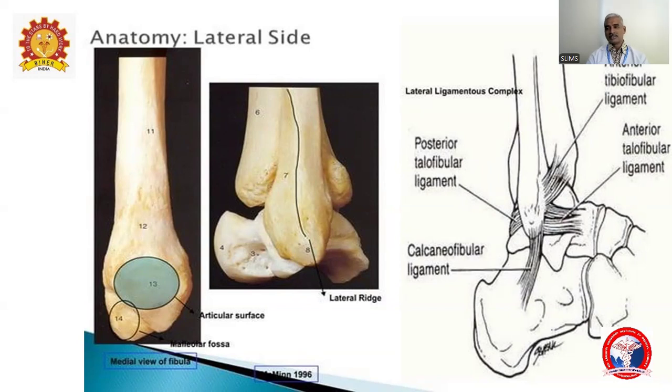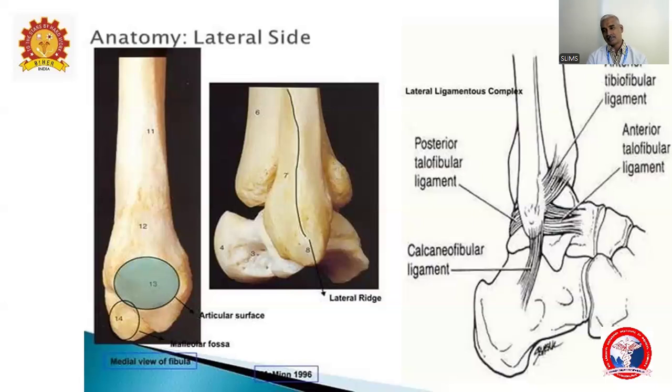This is the picture. You can see the lateral ligament complex. This is the fibula, lateral end. The distal fibula is called the lateral malleolus, and you can see the talus bone there and the calcaneal bone. You can see the posterior talofibular ligament. From the fibula, it goes to the talus. So in the posterior aspect, it's called the posterior talofibular ligament.